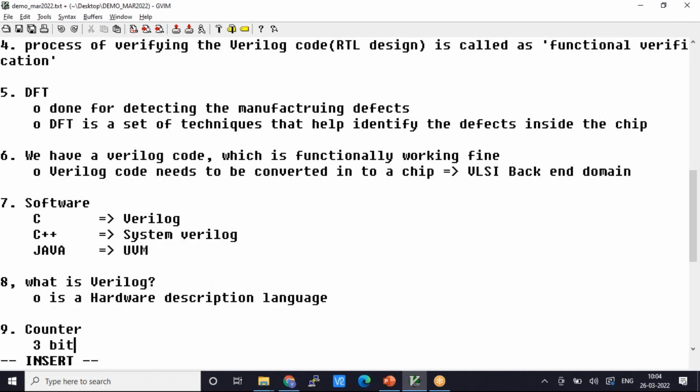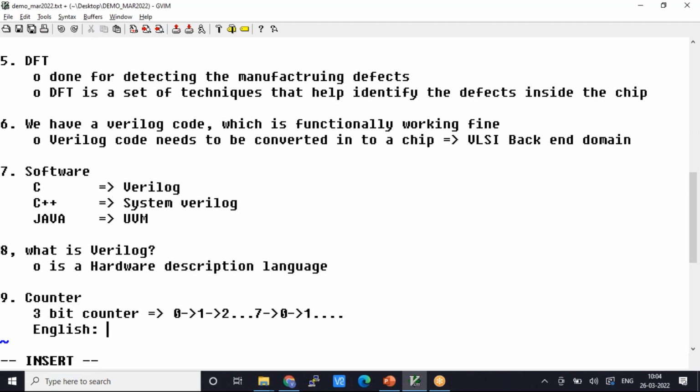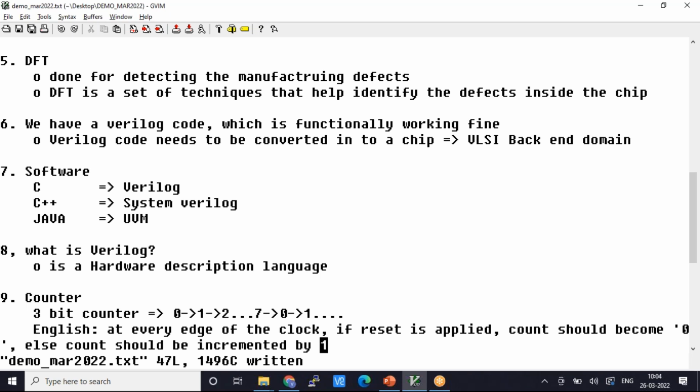I have a counter. Are you all familiar with it? Let's say I take a 3-bit counter. It goes from 0, 1, 2 up to 7. Then again it comes back to 0, 1, and so on. If I have to tell this behavior in English, how will I tell it? At every positive edge of the clock, the count should increment by 1. If reset is applied, count should become 0, else count should increment by 1. This is how I'll tell it in English.